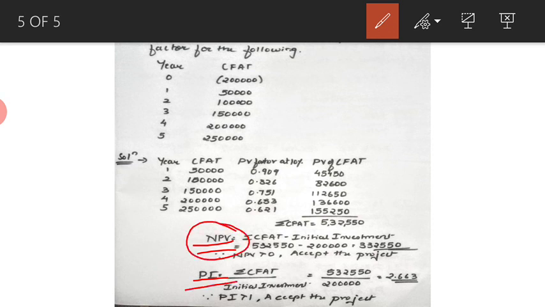I hope you are clear with this entire process of calculating NPV and PI. Okay, because NPV is a very important method for investment decision, which we are going to use quite frequently in the further problems. I hope you are clear with all these things.